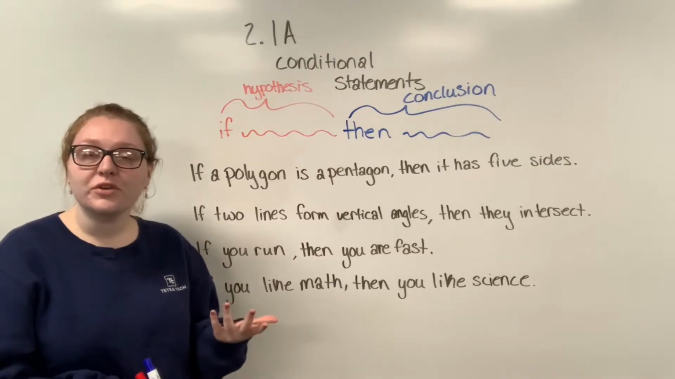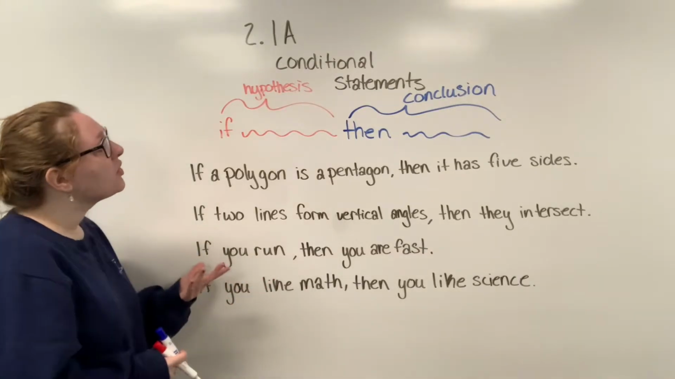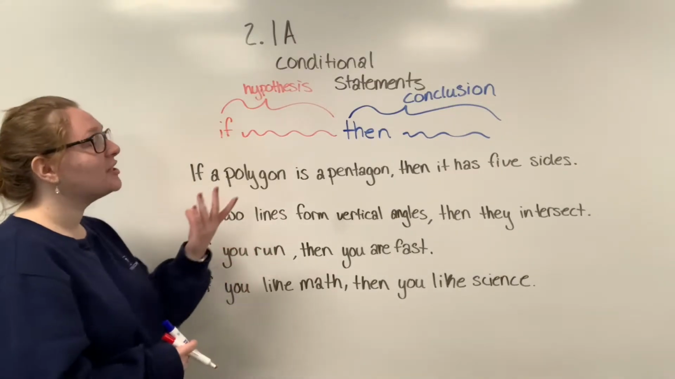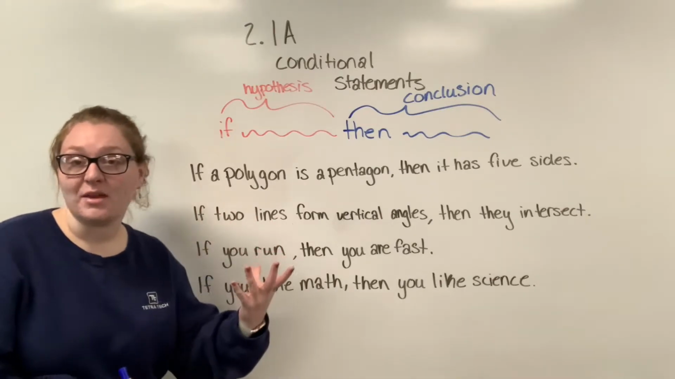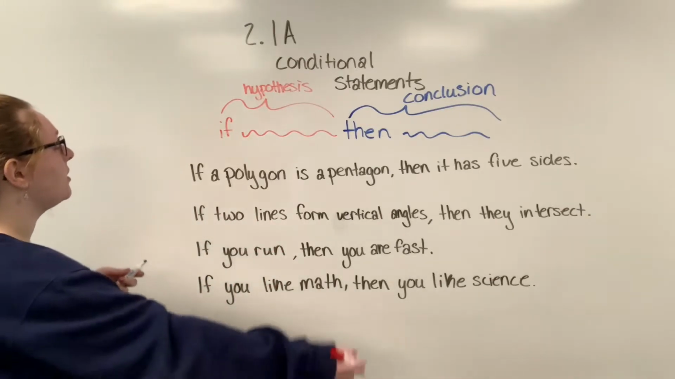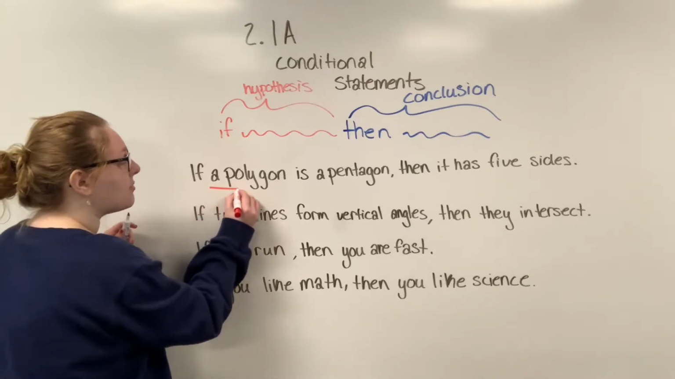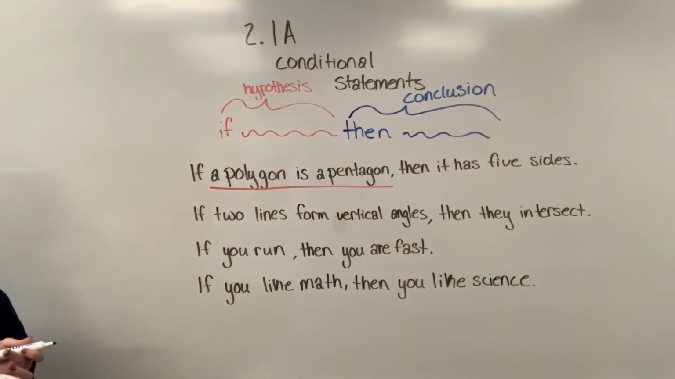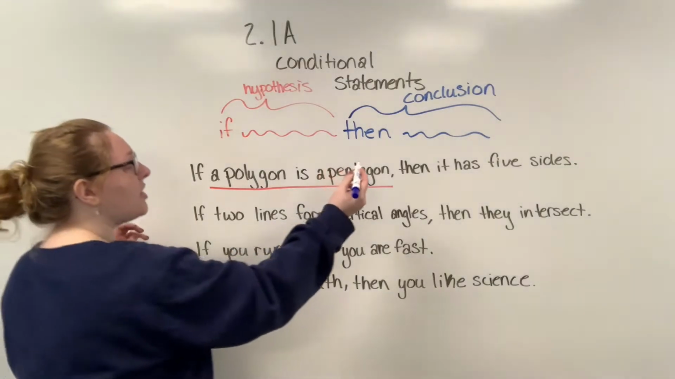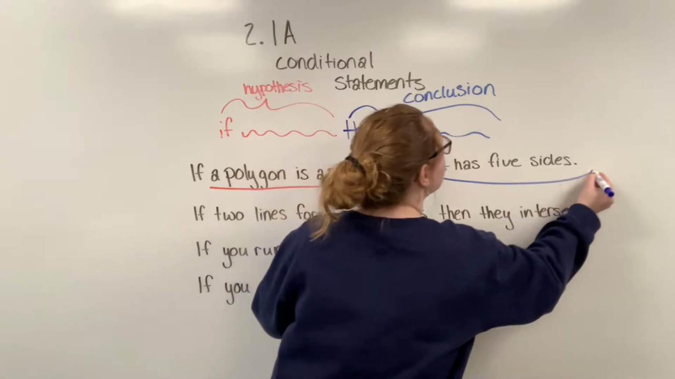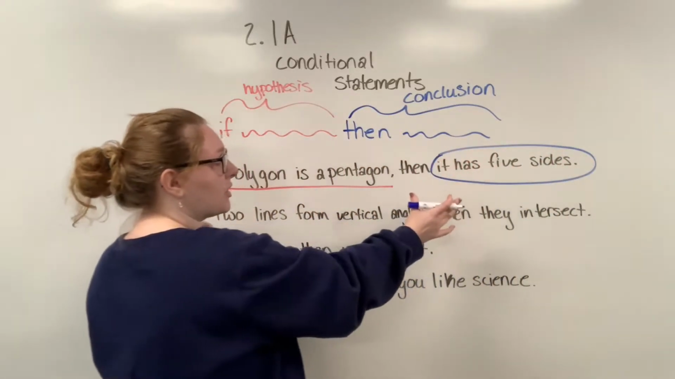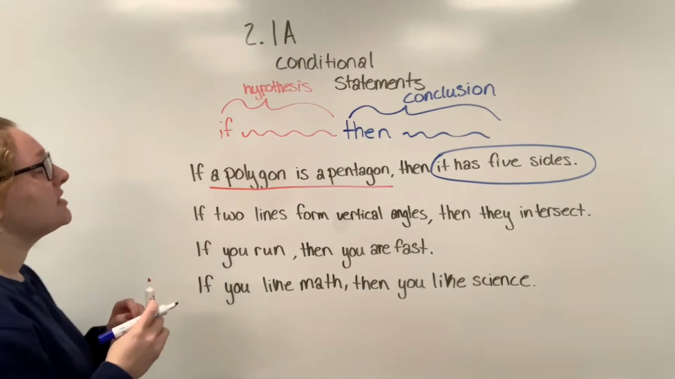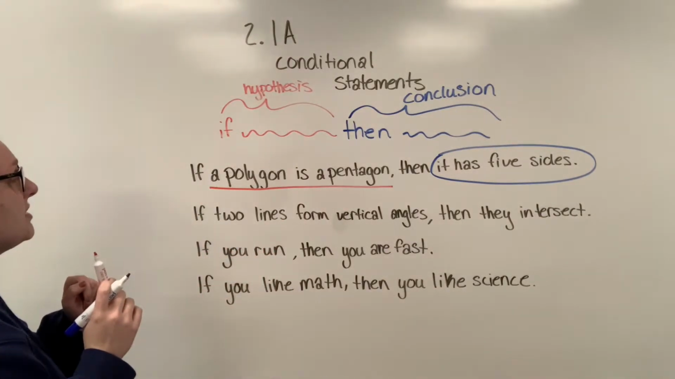Okay, let's do a few examples. Right now, we are going to underline the hypothesis or the if part of the statement and circle the conclusion or the then part of the statement, okay? So if a polygon is a pentagon, this part came after the if, so it is the hypothesis. Then it has 5 sides. This part came after the then, so it is the conclusion. If a polygon is a pentagon, then it has 5 sides.